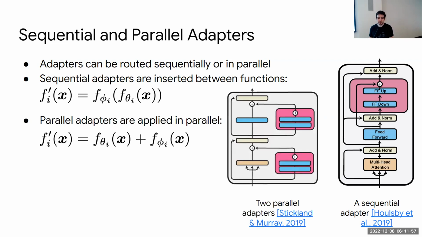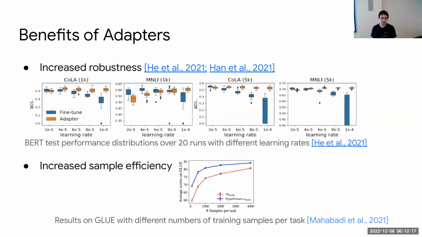But you can also have it in parallel, where the output of the adapter parameter is just added to the output of the existing model directly. In practice, most approaches have typically used the sequential formulation, but some recent work has actually shown that the parallel formulation might work better in some settings.